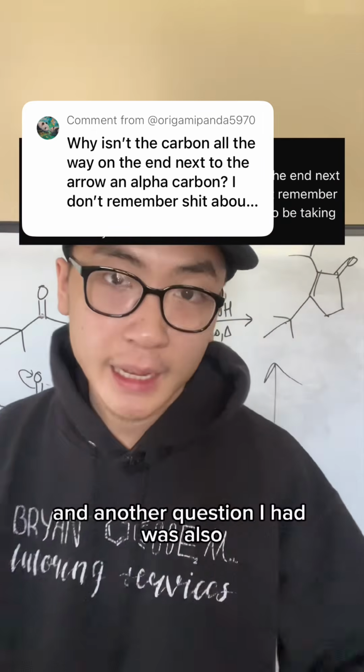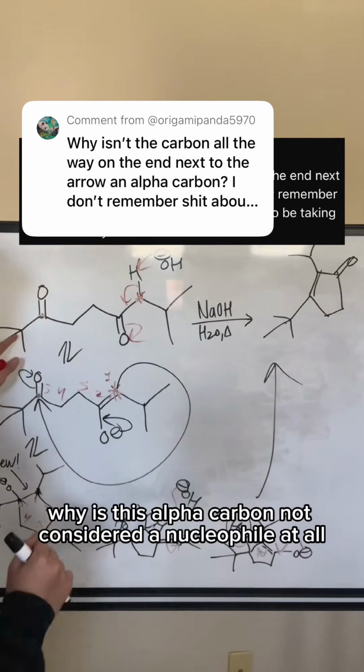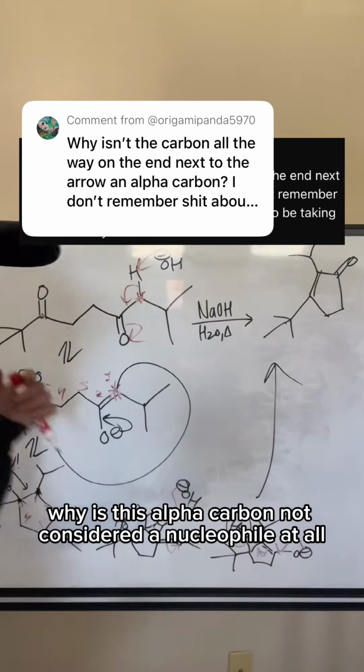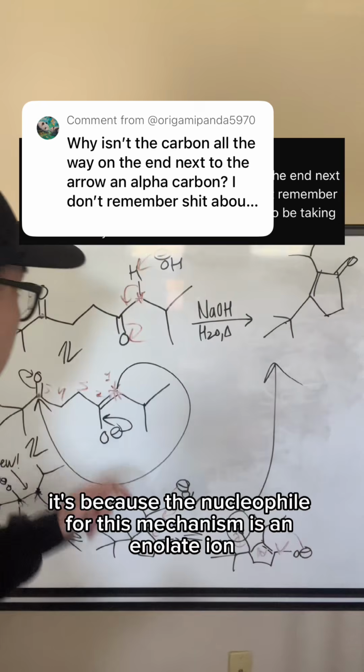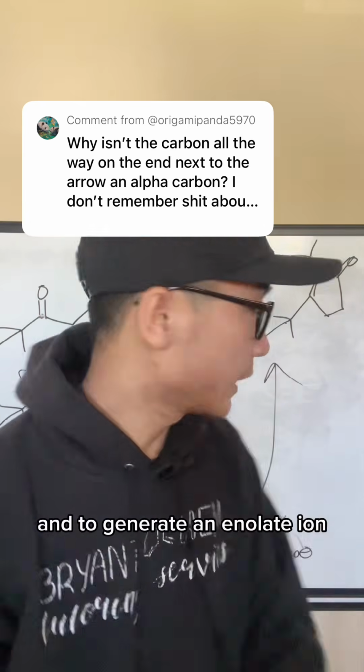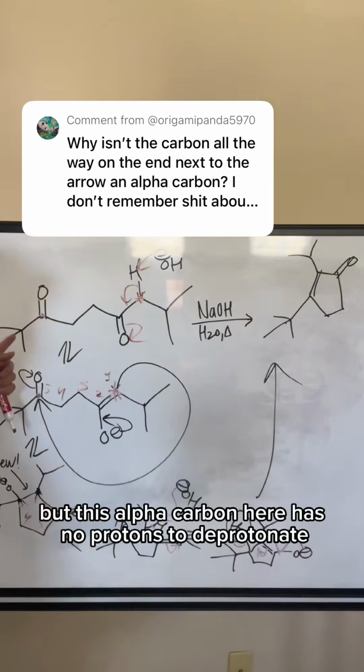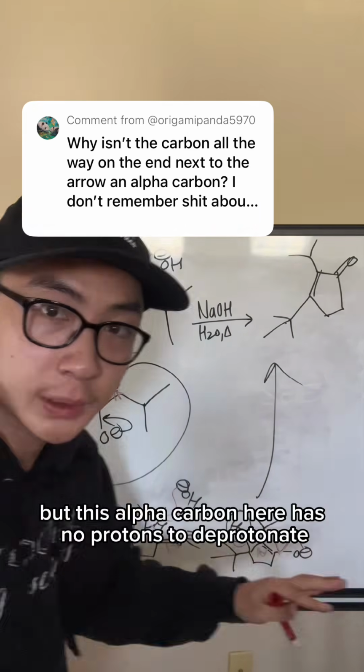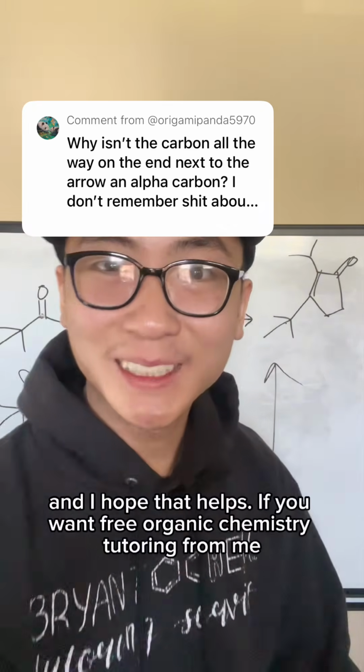And another question I had was also, why is this alpha carbon not considered a nucleophile at all? It's because the nucleophile for this mechanism is an enolate ion, and to generate an enolate ion, we need to deprotonate it, but this alpha carbon here has no protons to deprotonate. And I hope that helps.